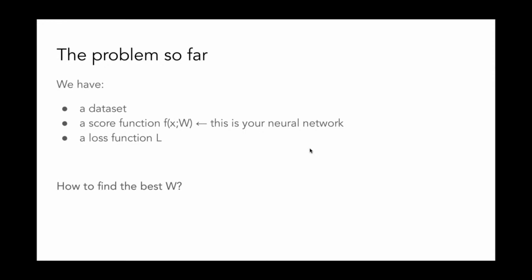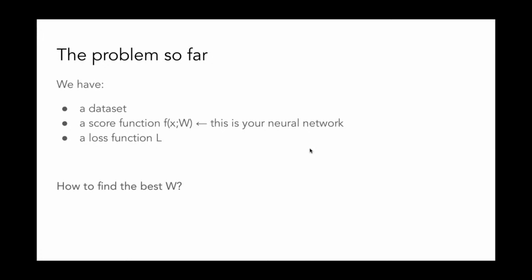So let's start with the problem so far. We have a data set. We have gathered a data set, which is the training samples we'll be using throughout our training. Then we have a score function, which is a function which takes parameters, its weights, and the input.